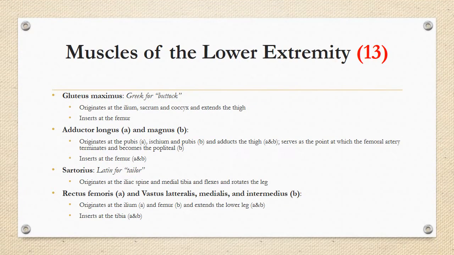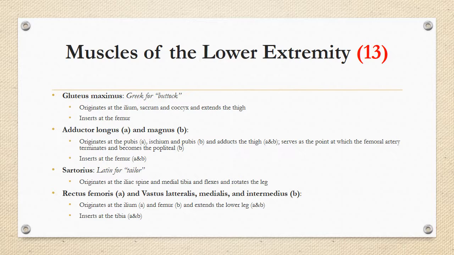Of the lower extremity, there are 13 muscles, and at this point you know that we are almost done. Your gluteus maximus. I won't even read all of this because we all know this as your butt, your buttocks. And it inserts, attaches, at the femur.